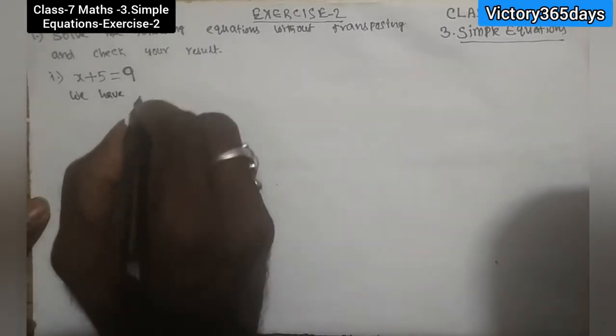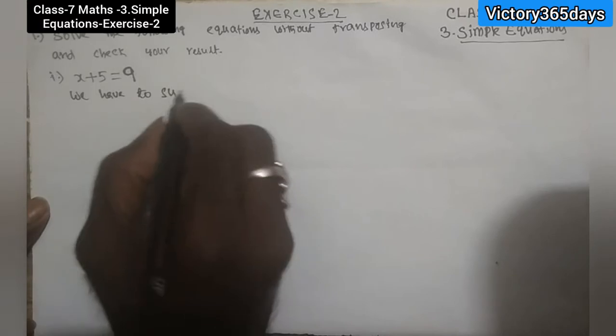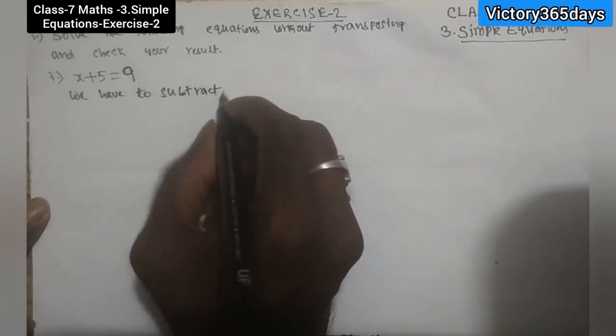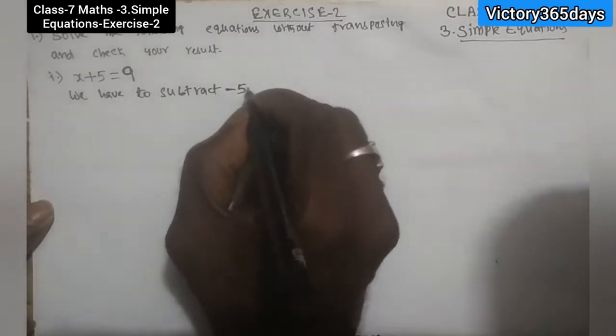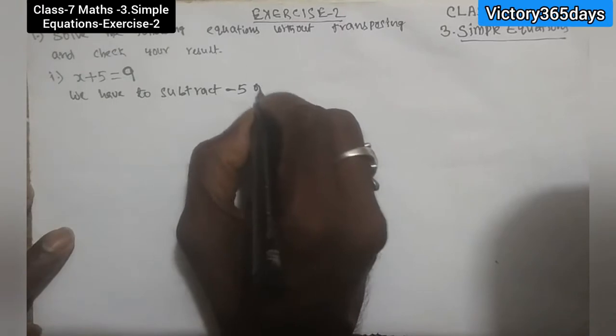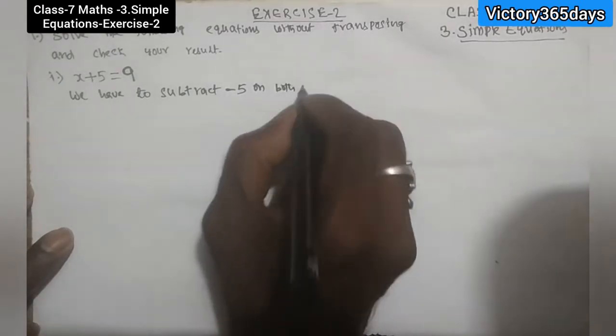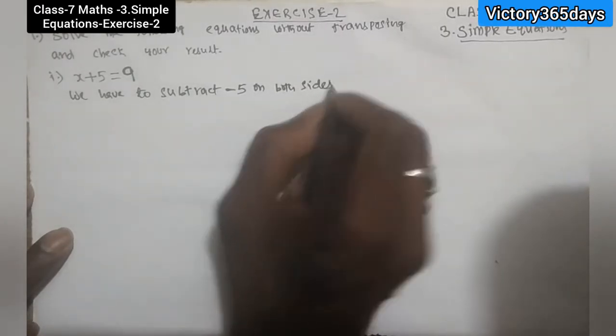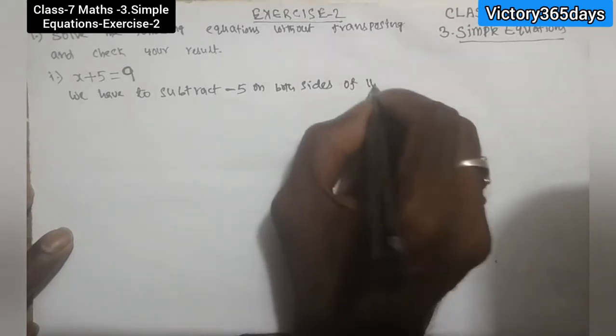We have to subtract minus 5 on both sides of the equation.